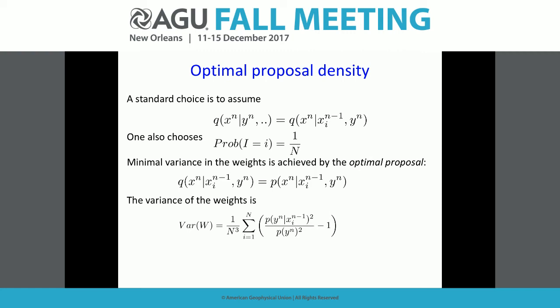And then you can calculate the variance in the weights. And it turns out that the scheme is still degenerate. Therefore, any realistic application doesn't work. And the scheme is biased, again, to the best particle. One particle gets all the weights, and we see, again, the same problem.